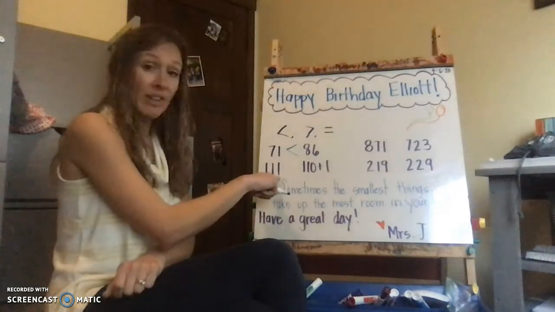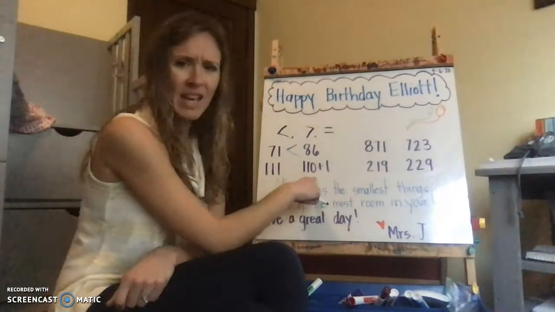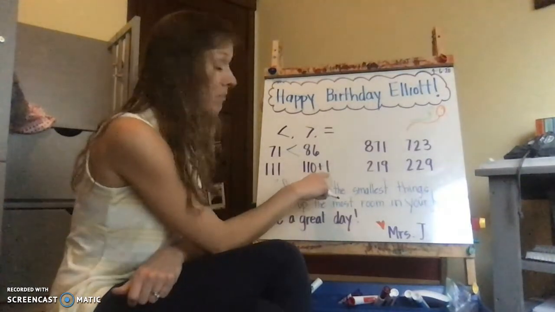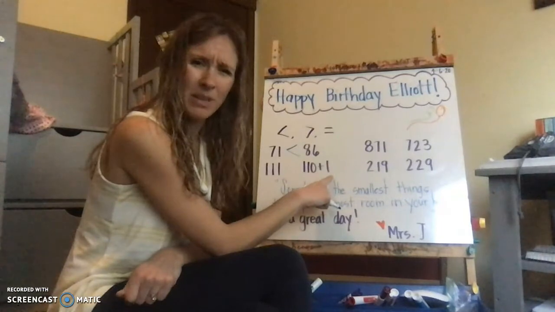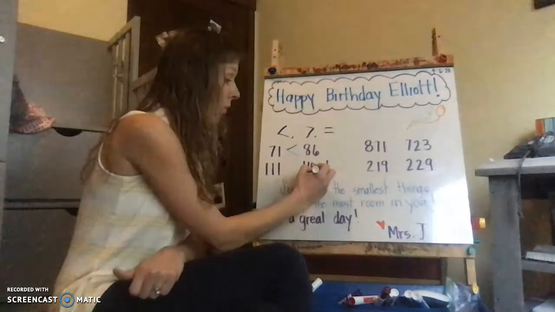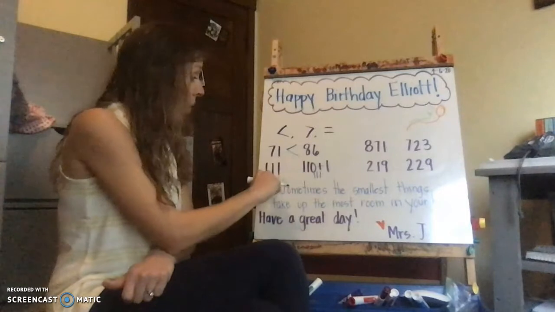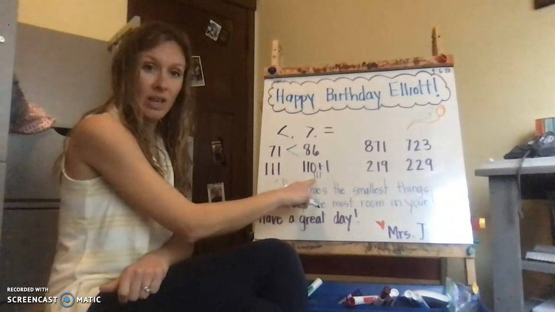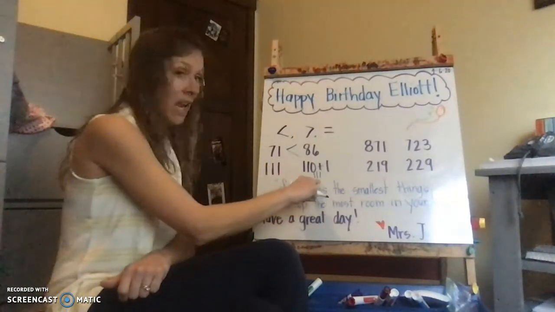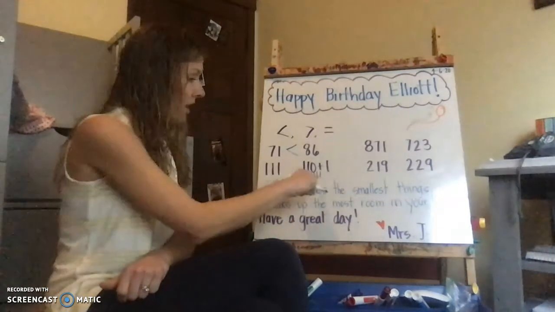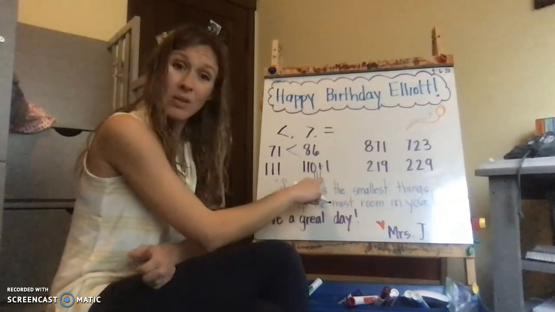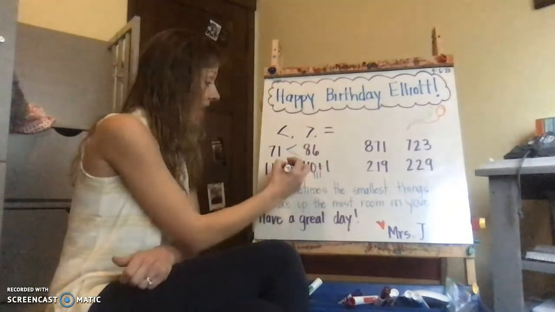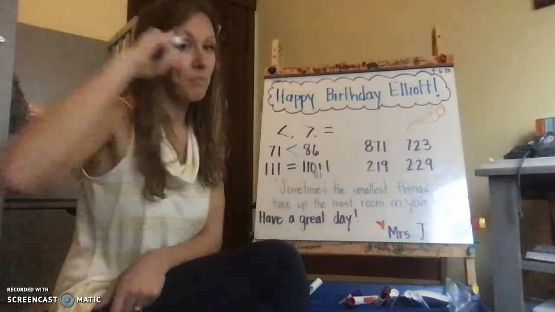We have 111 on this side. On this side, I gave you the equation: 110 plus 1. What is 110 plus 1? 111. We now compare the numbers and we see, look, 100 and 100, those are the same. 10 and 10, those are the same. 1 and 1, those are the same. So these numbers, 111 and 111, are the same. So we're going to write equals.